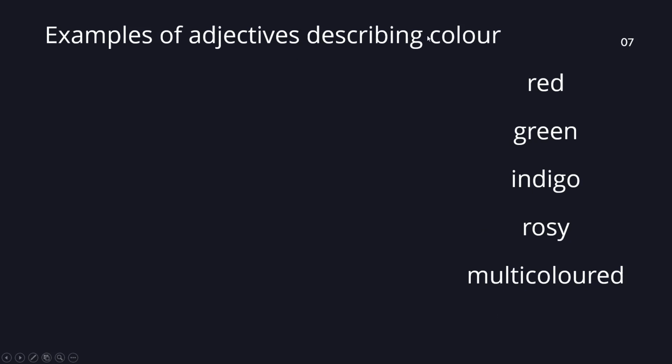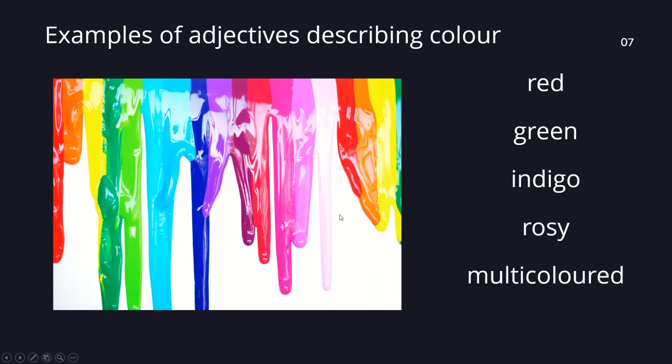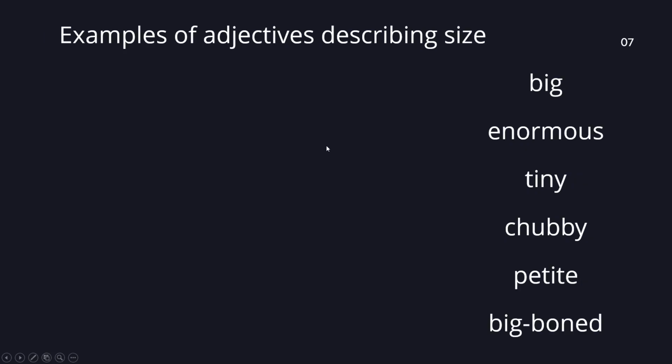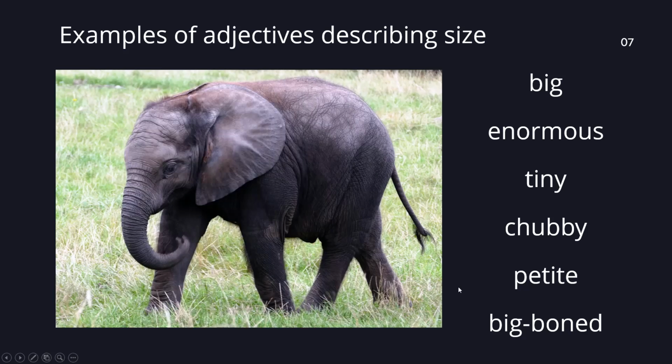Examples of adjectives describing color: red, green, indigo, rosy, multicolored, or some persons would describe this as multicolored. Pronounce rather, multicolored. Here's a spectrum. Alright, adjectives describing size. You probably guessed it. Big, enormous, tiny, chubby, petite, big boned. And of course, there's an elephant, but some of these words would not be fitting to describe him, right?